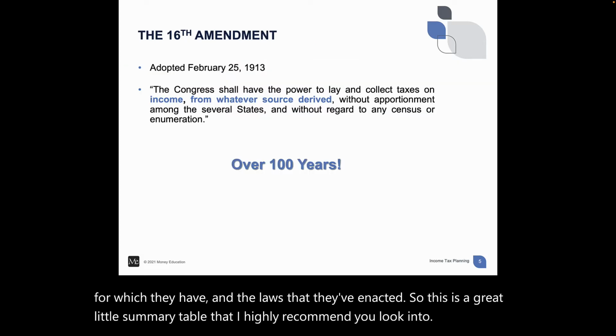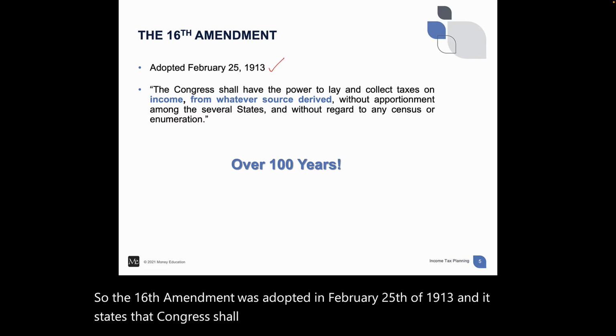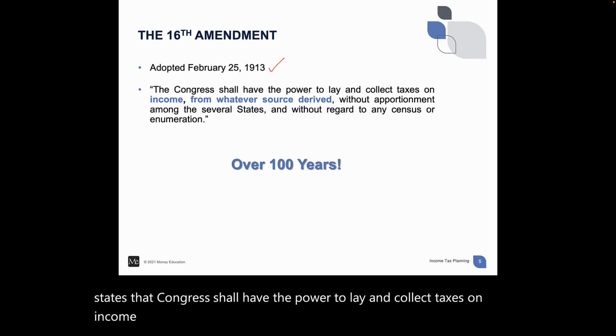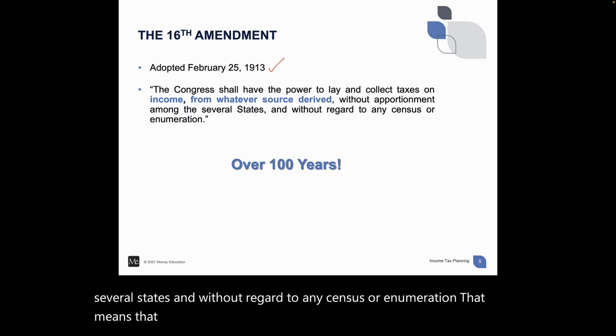The 16th Amendment was adopted on February 25th of 1913, and it states that Congress shall have the power to lay and collect taxes on income from whatever source derived, without apportionment among the several states and without regard to any census or enumeration. That means that this 16th Amendment has been in effect for over 100 years.